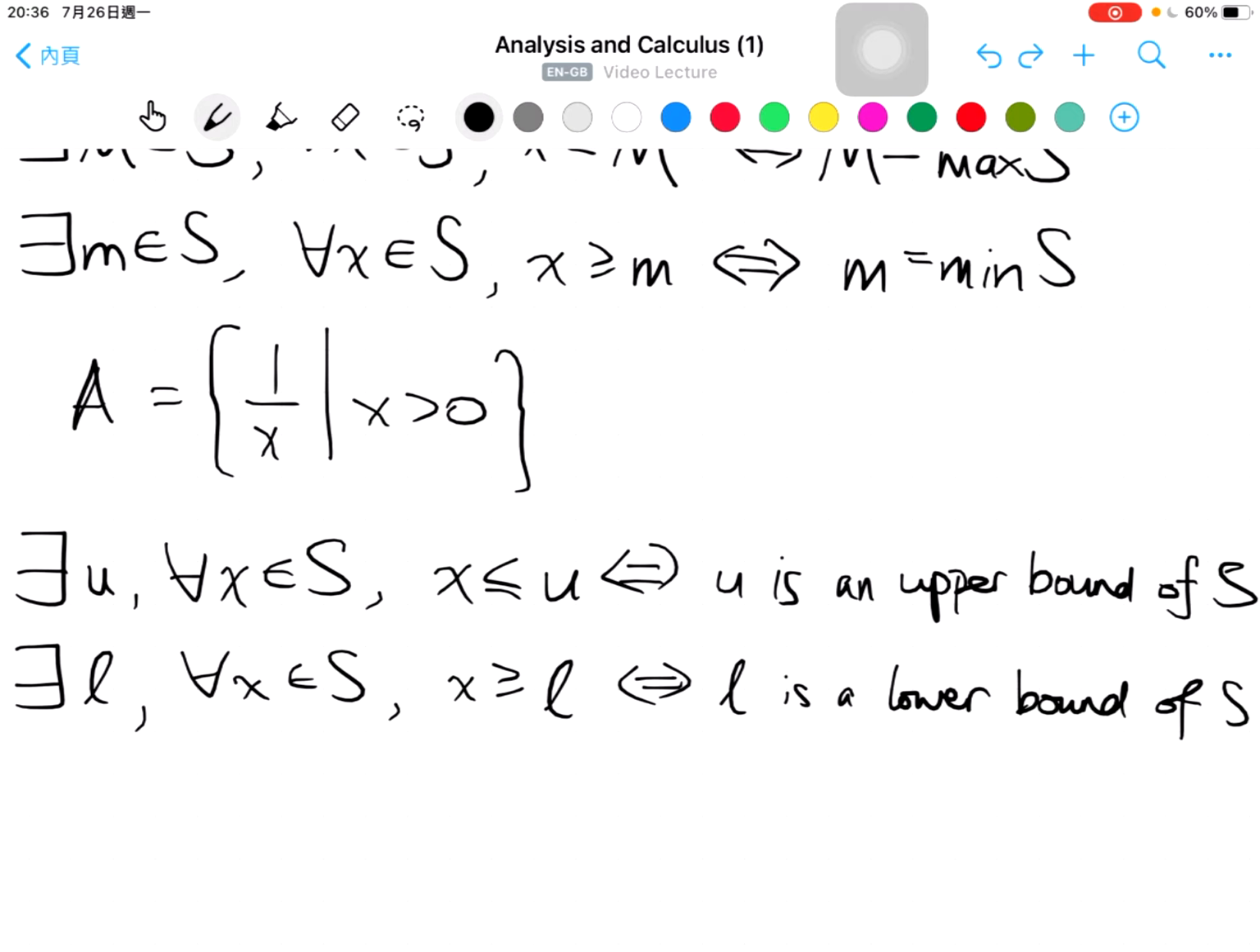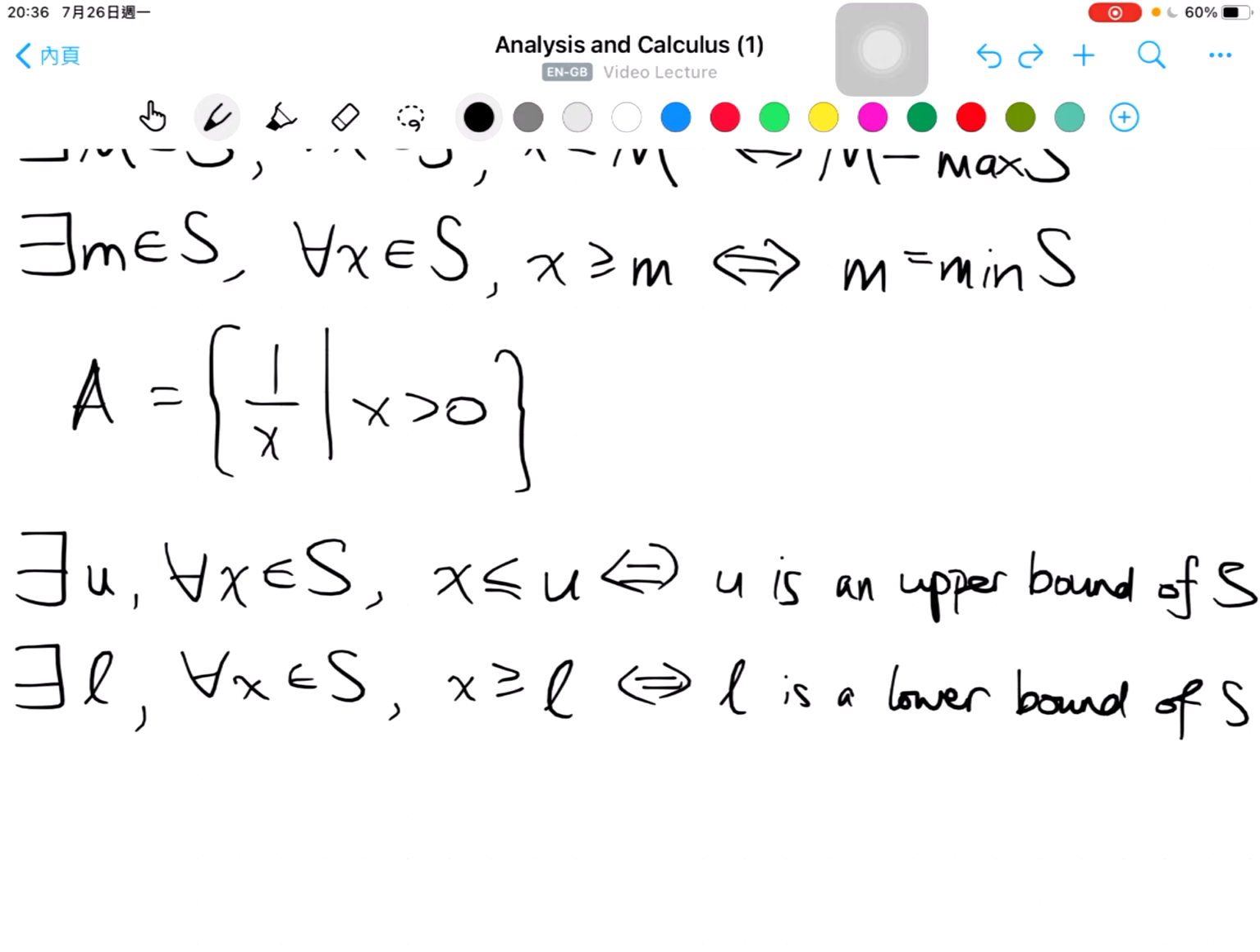-1 can also be a lower bound. Everything is larger than -1. -2, lower bound. -3, lower bound. A negative number, still a lower bound of S. Then how many negative numbers are there? Infinite. There's an infinite number of negative numbers. Right? Then that means there are an infinite number of lower bounds. Right? Then how can we straighten this?